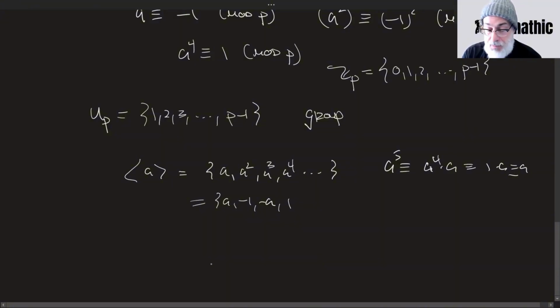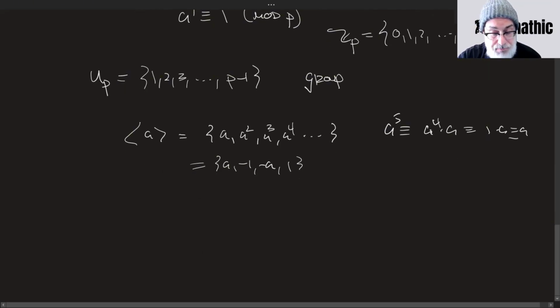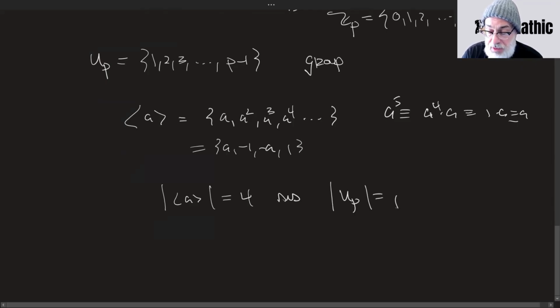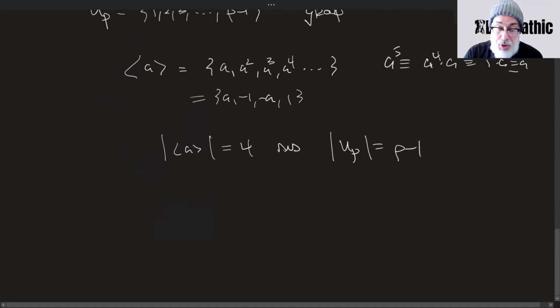This is awesome. Usually this will take me half a day, so this is awesome. It's probably because I just did that cyclic group stuff and I was thinking about it. All right, so that's a cyclic subgroup. So the order of a is 4, and the order of the parent group is p minus 1. Awesome.